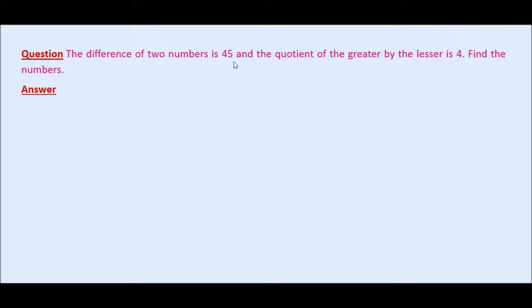What are our two variables for this question? We have to find the two numbers. That is the question. Find the numbers. So our two variables will be the two numbers. So we have got the two variables. The two variables for this question are the two numbers. And we have to find the values of those two numbers. Next, we come to the naming of the variables part.